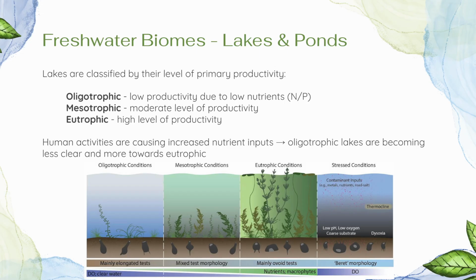Lakes are classified by their level of primary productivity. An oligotrophic lake has low productivity due to low nutrient levels. A mesotrophic lake has a moderate level of productivity, and a eutrophic lake has a very high level of productivity. Human activities are causing increased nutrient inputs, which is making oligotrophic lakes less clear and more eutrophic.